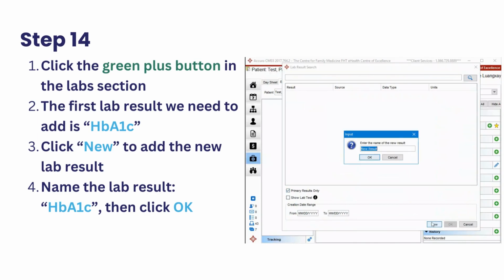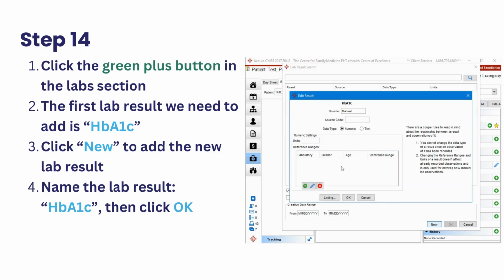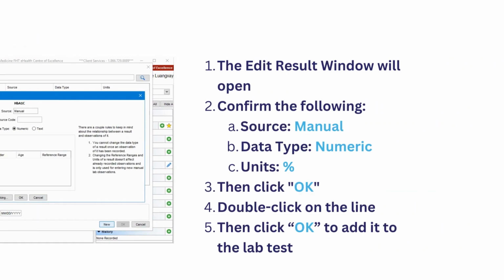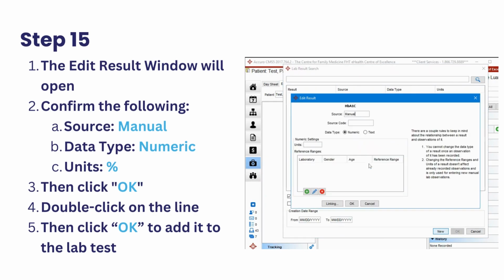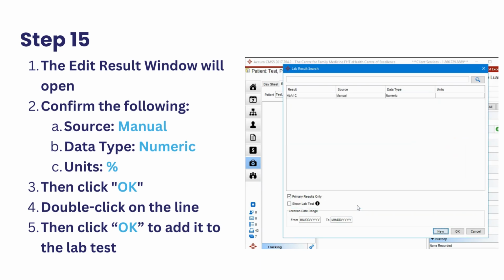The first lab result we need to add is HbA1c. From here, we'll click New, then we'll name the lab result HbA1c, then click OK. Step 15. The Edit Result window will open. We'll enter the following: manual into the source field, numeric into the data type field, and percent into the units field. Then we'll click OK. From here, we'll double click on the new line, then click OK to add it to the lab test.